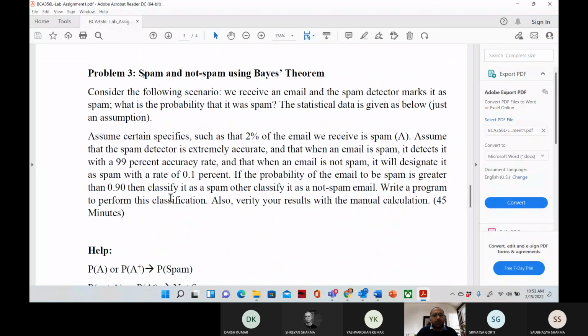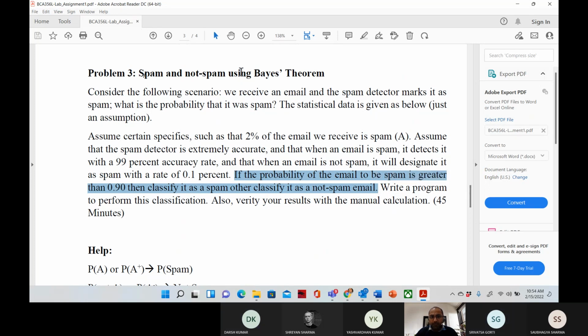See, not cancer, about this spam. See here, assuming that the spam detector is spam detected. If the probability of the email to be spam is greater than 0.9, then classify it as spam. Otherwise, classify it as not spam. Do you remember this question from the lab? Yes, sir.